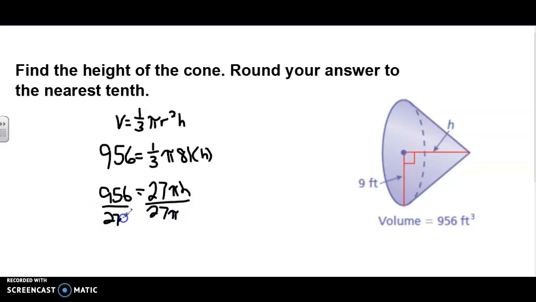Now when I put this into my calculator, I'm going to put the 27 pi in parentheses. So I'm going to type in 956 divided by, and then in parentheses, 27 pi, close parentheses. And I get 11.3. So you get 11.3 feet cubed? No, you don't. I made the same mistake again. Not my night. 11.3 feet is just the height, so it's a one-dimensional measurement. It's not squared, it's not cubed. So 11.3 feet.